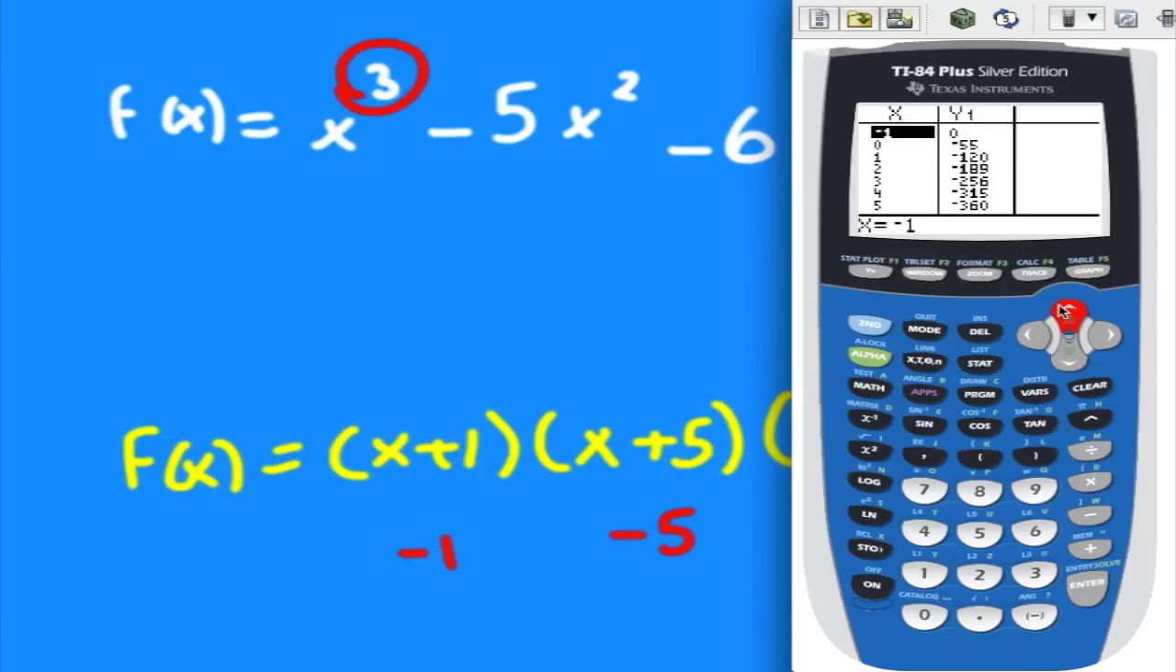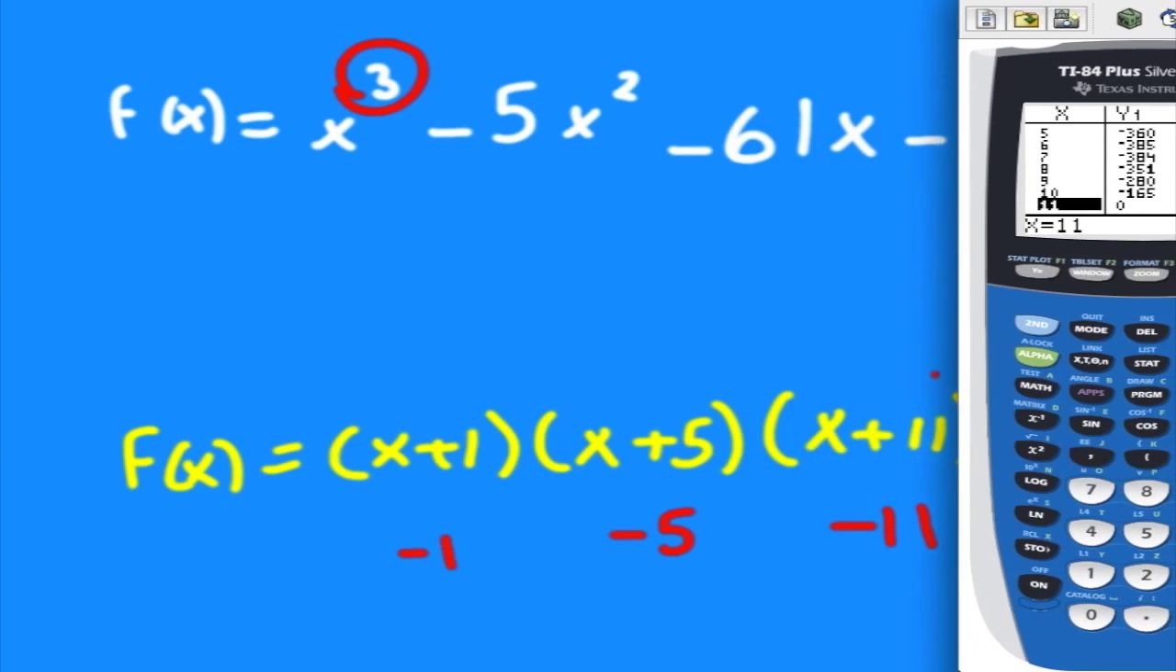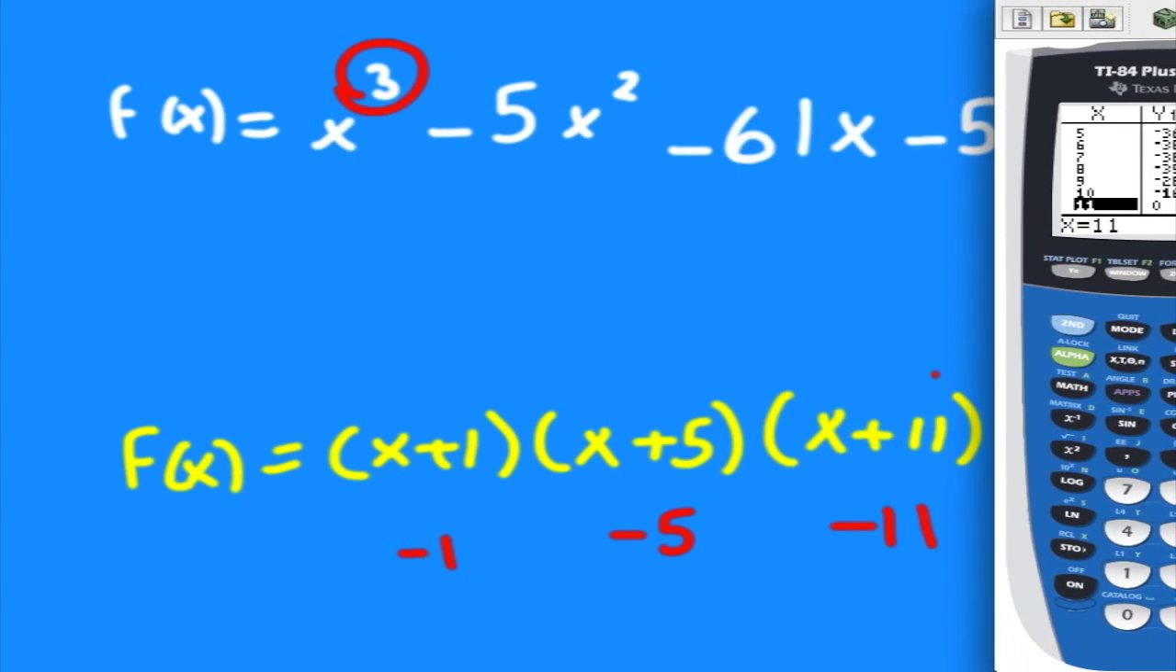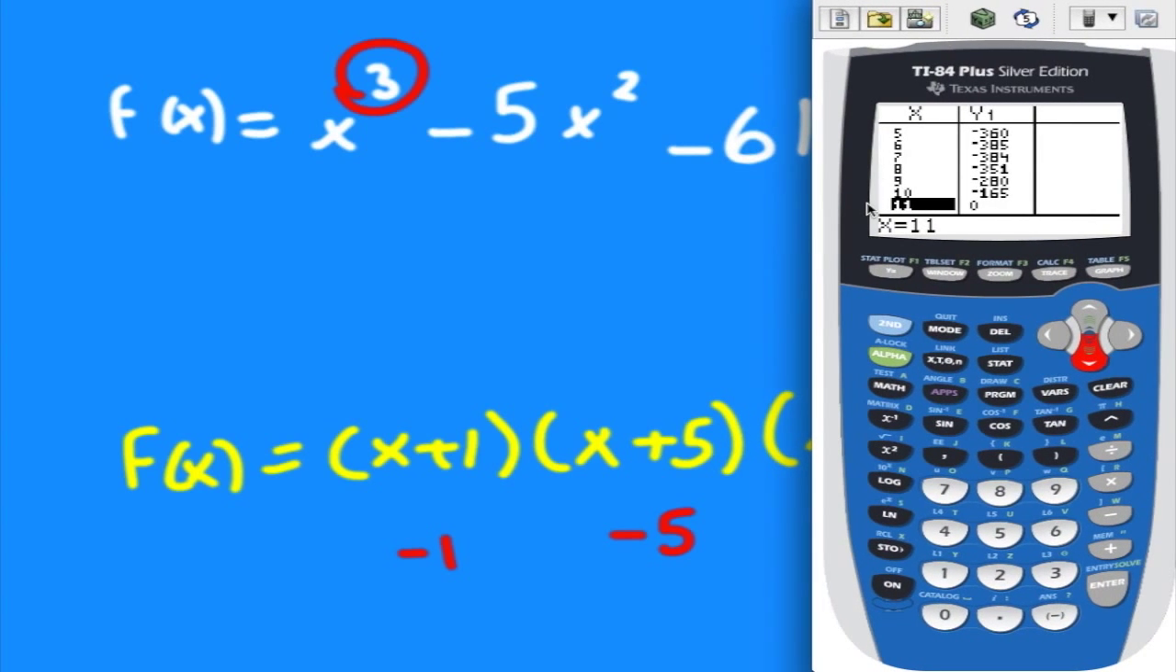So you have a 0 at -1, and then check for -5. We have a 0 at -5, and let's see, what do we have at -11 or 11? Oh, it's 11. Yeah, that was 11. We have a 0 at 11. So you know that your zeros are -1, -5, and 11. Okay? That was -11 over there at the yellow thing. So yeah, those are your zeros. That's the only thing that you're looking for, zeros.